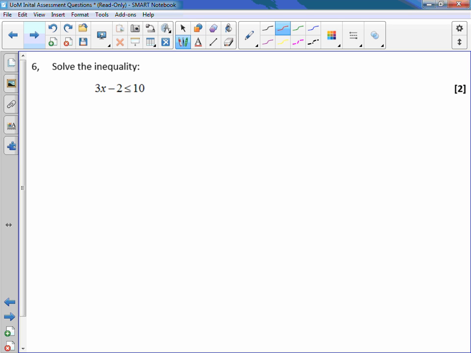So I want to get all my x's on one side, get rid of all the constants and coefficients on the other side. Since the only x's are on the left-hand side, let's get rid of all the numbers that we know and stick them on the right-hand side. So let's get rid of this minus 2 by adding 2 to both sides. So 3x is less than or equal to 12. So then if 3x is less than or equal to 12, 1 lot of x I get by dividing by 3. That gives me 4.